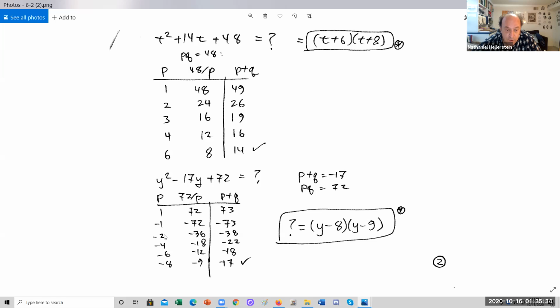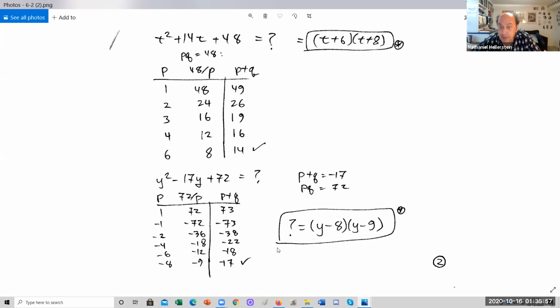Then you try negative 2 for p, doesn't work. Negative 4 for p, doesn't work. Negative 6 doesn't work. Negative 8 works. The p is negative 8. 72 over negative 8 is negative 9. These sum to negative 17 as required. So we'll put those in here. y minus 8 times y minus 9 is the factorization.